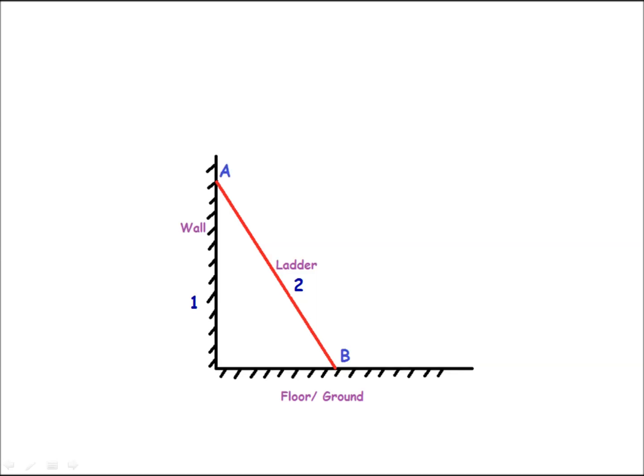At point A, ladder is having contact with wall, and at point B, it is having contact with ground or floor. Ladder which is leaning against wall is falling down. Therefore, velocity at point A on ladder, that is VA, will be in downward direction, and velocity at point B, VB, will be directed towards right. Link number 2 is moving relative to link number 1, or we can say ladder is moving relative to fixed link, that is ground and wall.